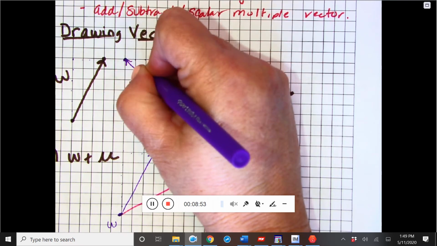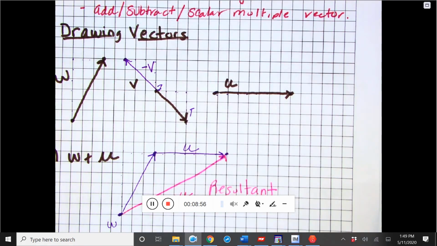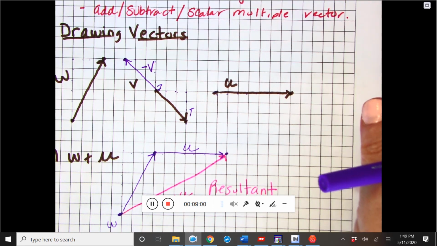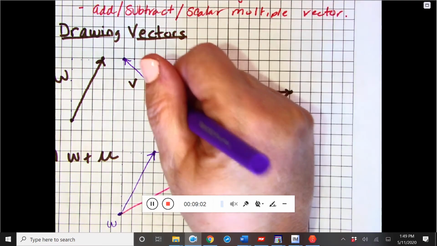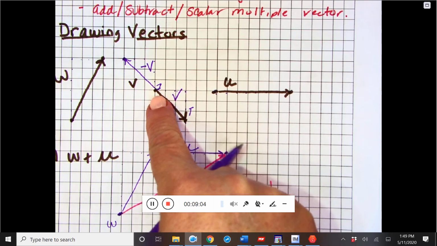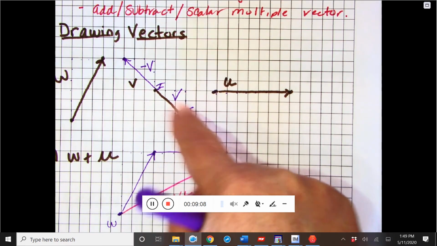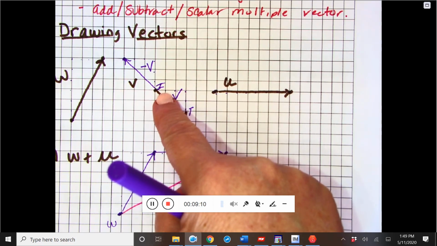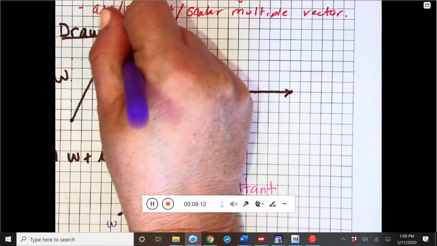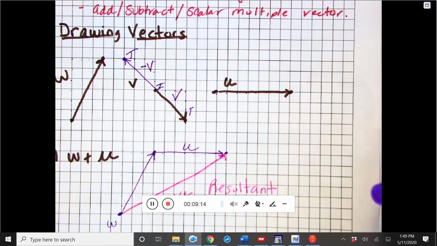This would be negative vector v. It would be in the complete opposite 180-degree direction from vector v. So if this is v with its initial point here and its terminal point here, negative v would have the same initial point, but its terminal point would be in 180 degrees the opposite direction.